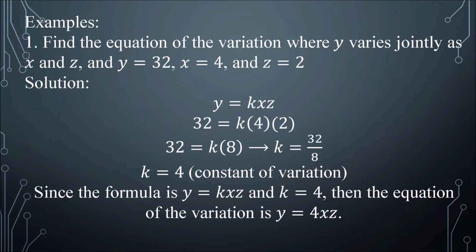Now, simplifying that, we have 32 is equal to k times 8, because 4 times 2 is 8. Therefore, k is equal to 32 over 8. K is equal to 4. And this 4 is the constant of variation. Now, since the formula is y is equal to kxz, and we know that k is equal to 4, then the equation of the variation is, we will substitute 4 to k, that will be y is equal to 4xz.